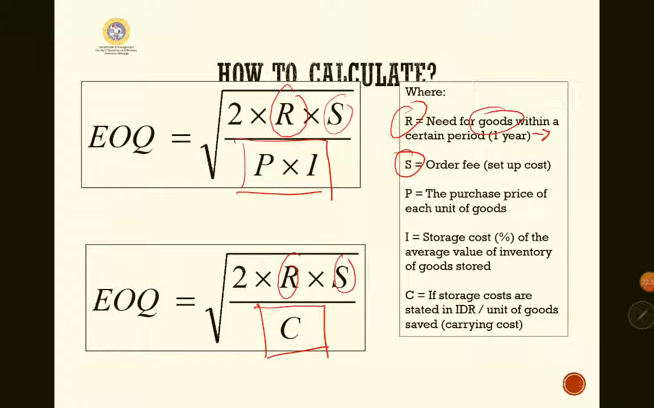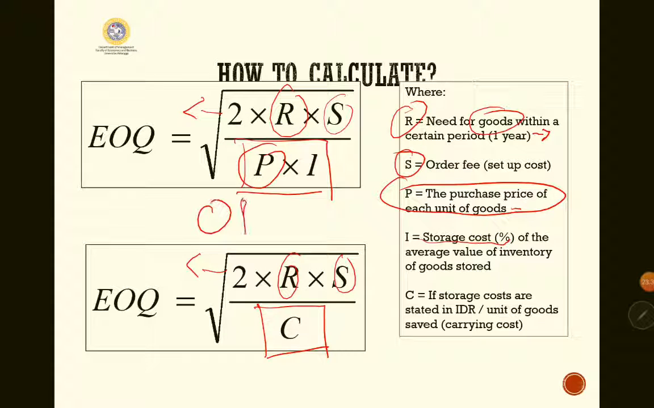Okay, this is the given coefficient. Basically you can Google how they derive this equation, but we have the final equation here. And P is the purchase price of each unit of goods here for the first formula, and I is the storage cost, the percentage of the average value of inventory of goods stored. This is the purchase price for each good, and this is the storage cost, percentage of the average value of inventories from all the goods stored in your company.